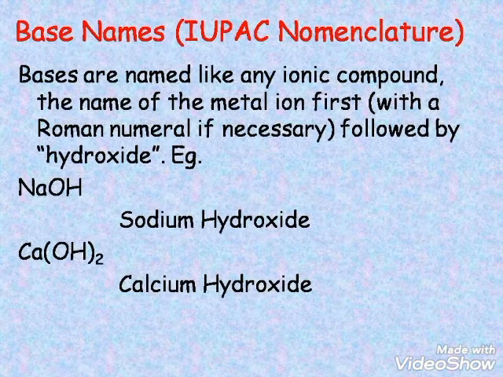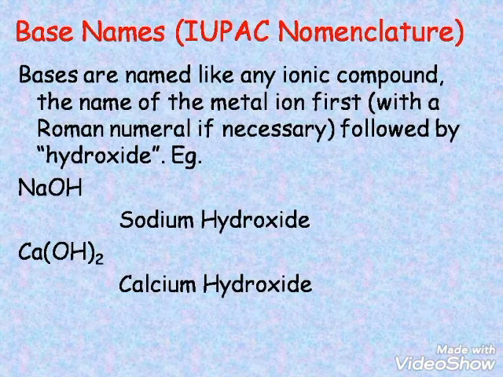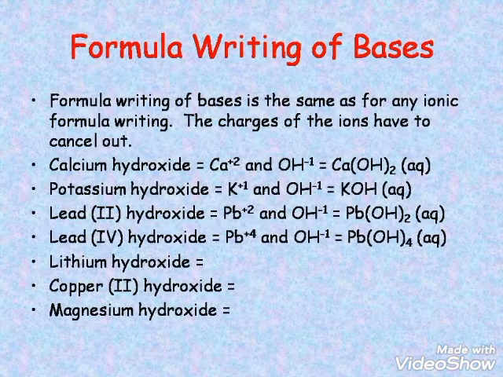Now, how is the nomenclature of the bases done? According to IUPAC nomenclature, bases being the ionic compounds, they consist of a metal ion and a hydroxyl ion. The metal ion is named first, followed by the hydroxide term. As an example, sodium hydroxide consists of the metallic ion sodium and the hydroxyl ion OH minus, so it is termed sodium hydroxide. Calcium hydroxide consists of calcium ion and hydroxyl ion.